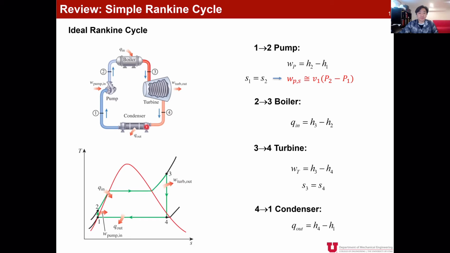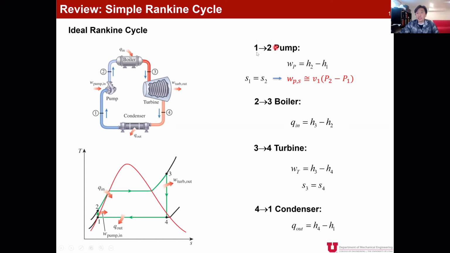the outside. We can draw the TS diagram for these four processes for the ideal Rankine cycle: isentropic compression, constant pressure heat addition, isentropic expansion, and constant pressure heat rejection. We also can use the first law of thermodynamics for an open system under steady state condition to do the ideal Rankine cycle analysis.